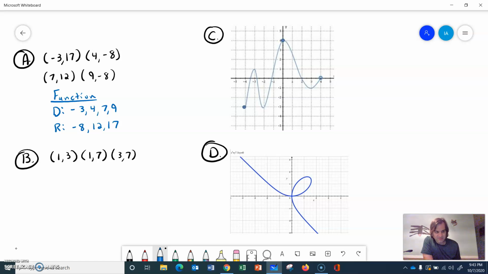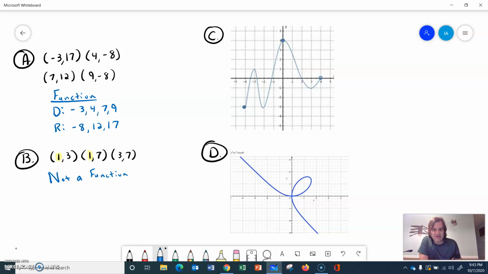B, I have 3 points. They're 1, 3, 1, 7, and 3, 7. And the problem here is that the 1 shows up more than once with 2 different outputs. So in this case, this is not a function because the input of 1 goes to 2 different y values or 2 different outputs.